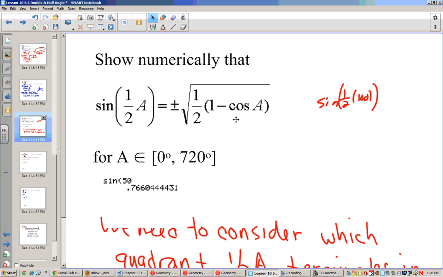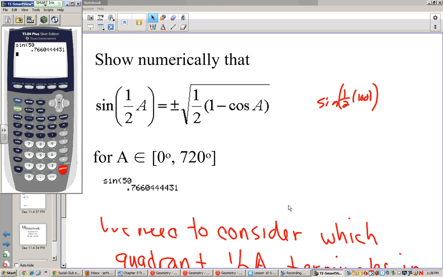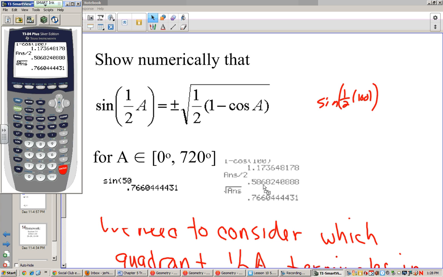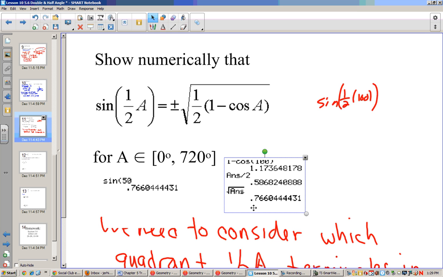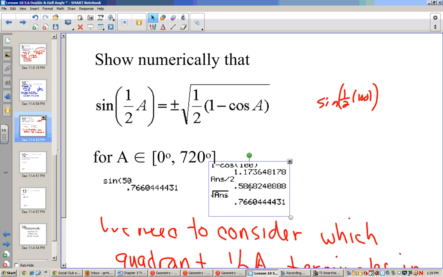Now let's do this. 1 minus cosine of that angle. So 1 minus cosine of our whole angle A, which is 100, is going to be some value. Now if I divide that by 2, I'll get 0.58. Now if I take the square root of that answer and hit enter, see how I get the same value, 0.7660.